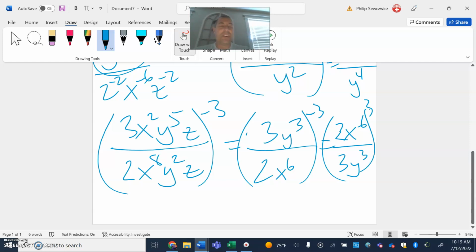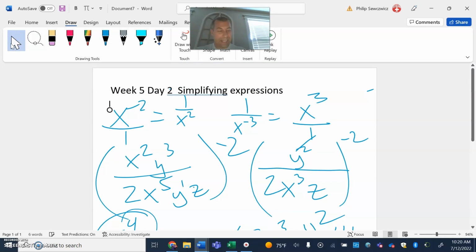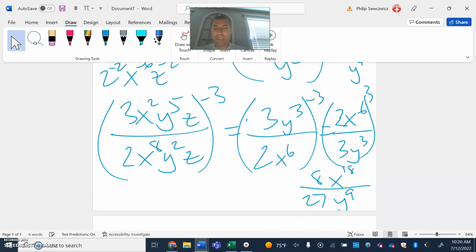All right, so 2 to the third power, that's an 8. 3 to the third power, 3 times 3 is 9, 9 times 3 is 27. Like I said, I like to handle the numbers first. Now I'm in exponent mode. So we're going to multiply, so that's x to the 18th, y to the 9th, and we've got it there. All right, let's try another one here, and let's see what you can do with it.